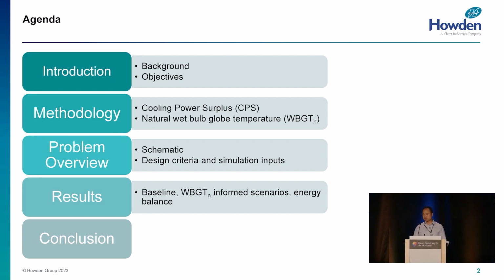In order to frame this study, I need to introduce two variables, one of which is the cooling power surplus, or CPS, the natural version of the wet bulb globe temperature, or WBGT sub n. I'm going to walk us through the problem, going over the schematic, design criteria, and simulation inputs. I will then briefly go over some of the results that were obtained from this study. There's going to be one on the baseline scenario, a couple based on the natural wet bulb globe temperature, and then an energy balance on each one of those scenarios. And then I'm going to conclude the presentation with a few closing remarks.